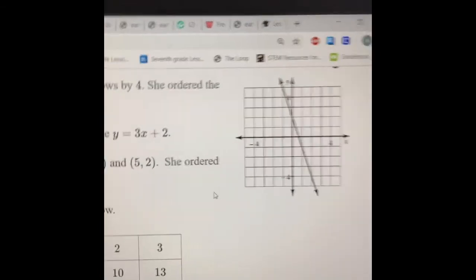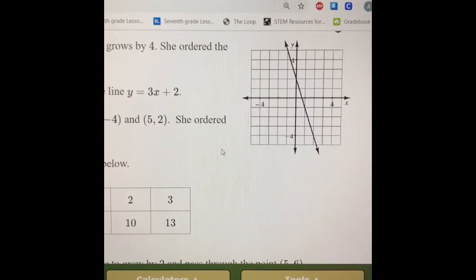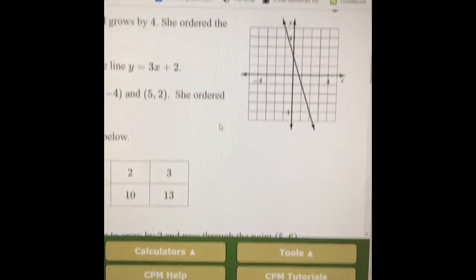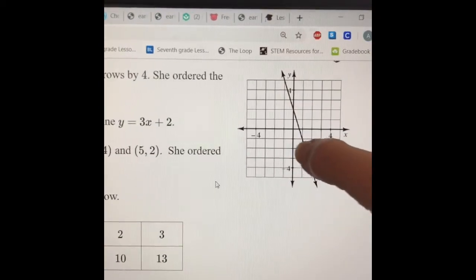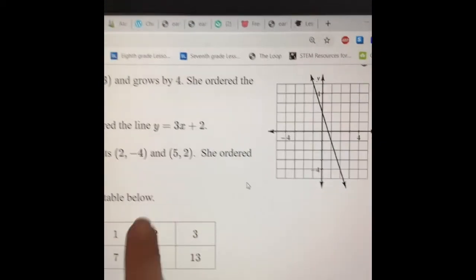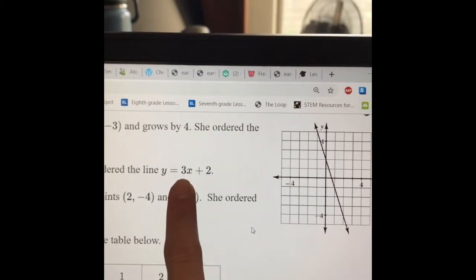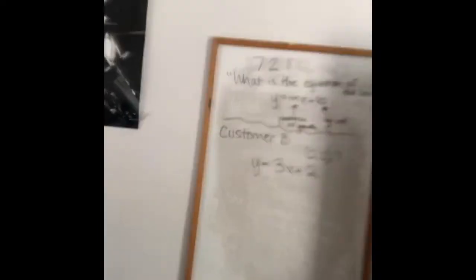Uh-oh. It looks like they have a negative pattern of growth because it's going down 1, 2, 3 over 1. So instead of positive 3x plus 2, this customer needed to order negative 3x plus 2. So they got the y-intercept, sorry.